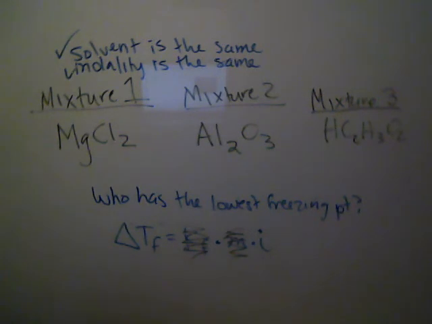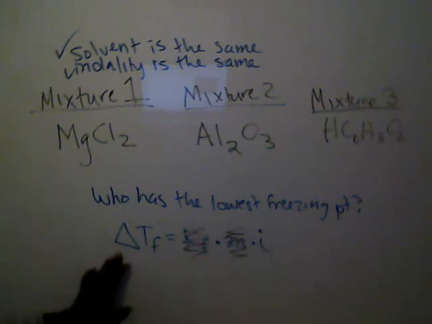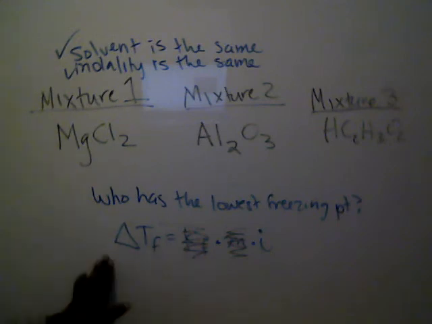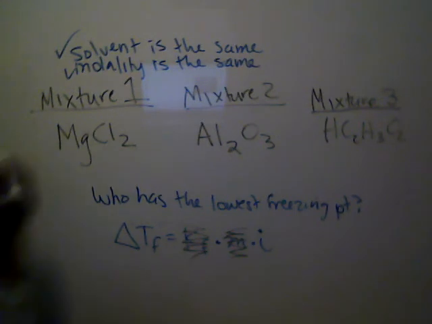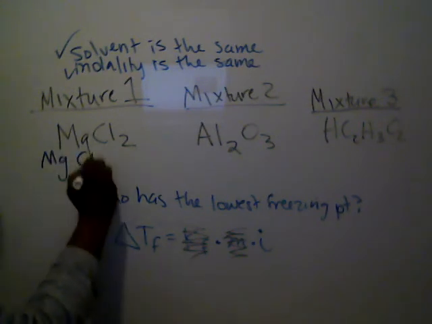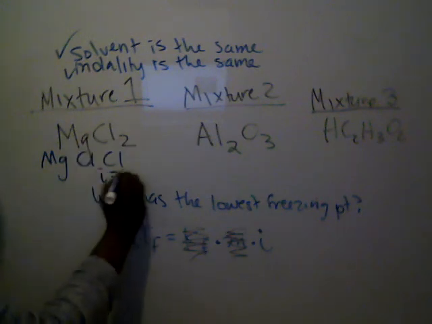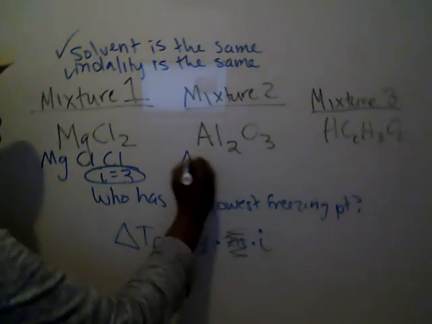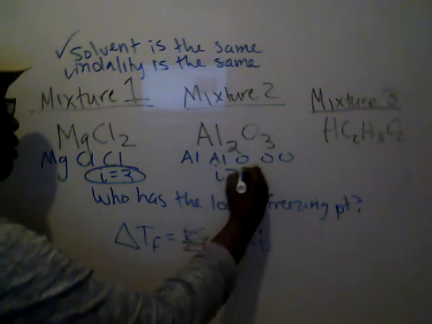So we would want to figure out who breaks into the most amount of pieces. Whoever breaks into the most amount of particles for the solute has the greater effect on the freezing point. And the greater effect on the freezing point means you'd have the lower freezing point. So if we look at them, this guy is ionic. It's going to break into Mg and Cl Cl, or we could add the subscripts, 2 plus 1. So in this case, I would be 3 for that first one. This one's going to break into 2 aluminums and 3 oxygens, or we could add the subscripts. I is going to be 5.